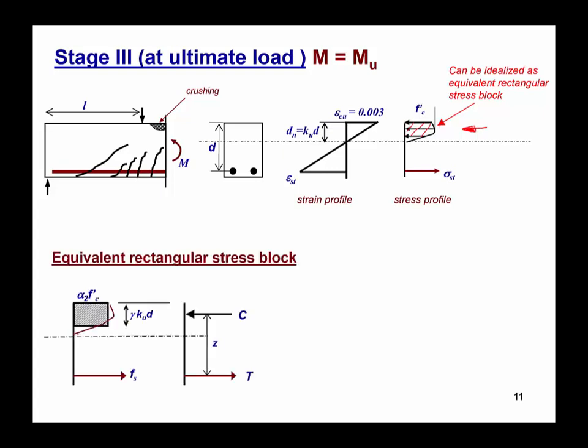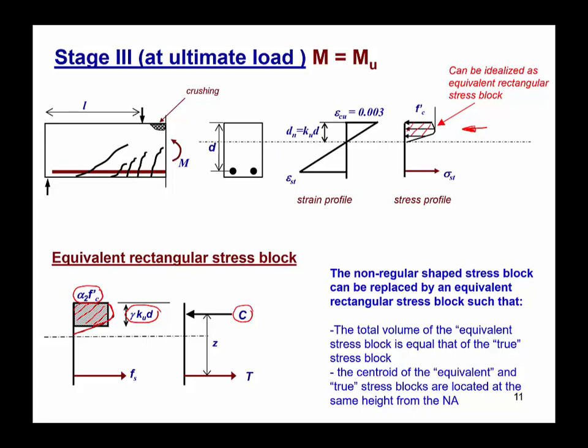So what we do is, instead of this true stress curve, we will simplify it as a rectangular stress block as shown here, and the width of the rectangular stress block is defined in AS3600 as alpha 2 fc dash, and the height of the stress block is defined as gamma kud, where alpha 2 and gamma are constants given in the code. So we can find out the height and the width of the stress block, and so we can easily find out the volume of the block as well. And so the volume of the block is equal to C, that is the total compressive force acting in the concrete.